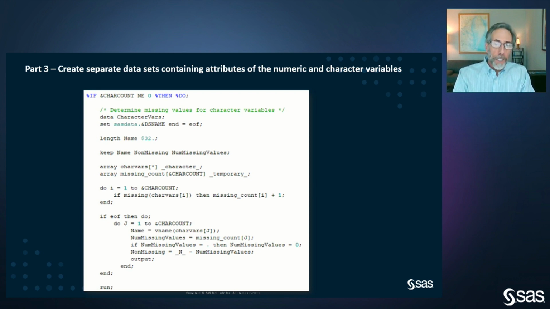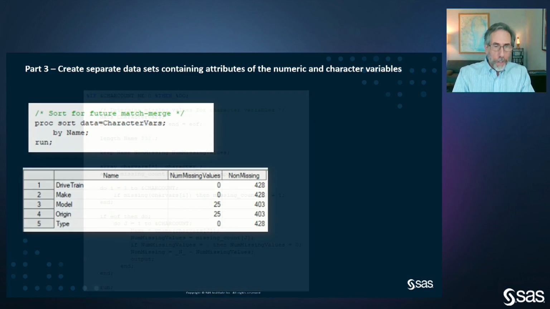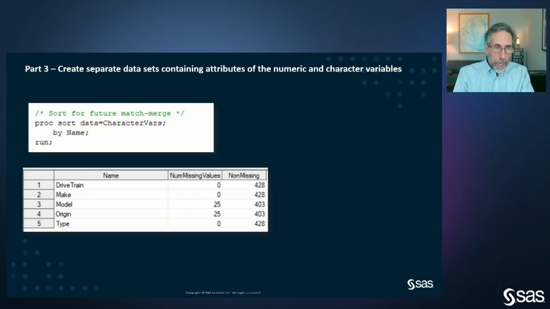That's an awful lot to digest, and a picture is always worth 1,000 words. So we sort it, and this is what we end up with. We end up with 3 variables: name, number of missing, and non-missing. And here are the 5 variables that were character variables in our SAS data set, and you can see them there.